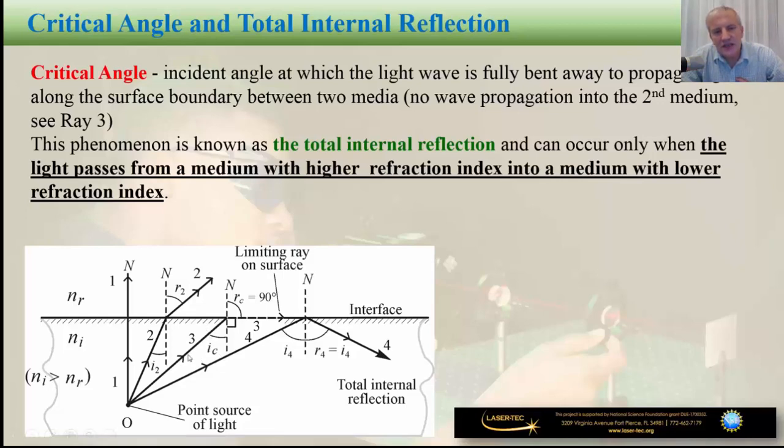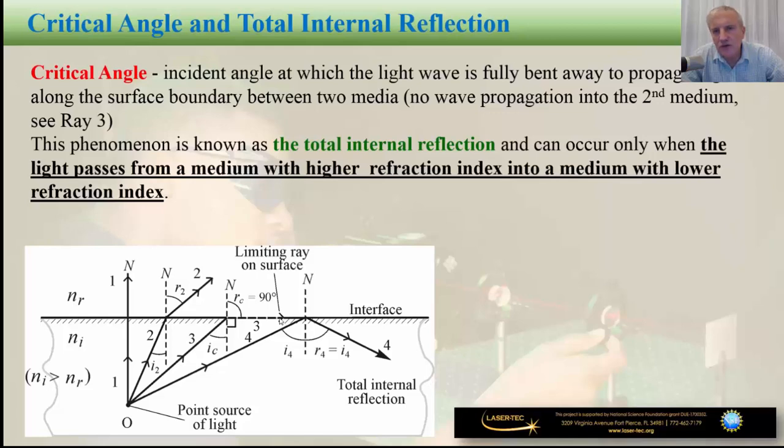And you can see here that in the case of ray 3, we have a very interesting case where light has bent away from the axis to the point where it does not enter the second medium at all. So in the case of light ray 3, you can see again light bending, but it bent away from the axis so much that it does not enter the second medium at all. That's the case of so-called total internal reflection.